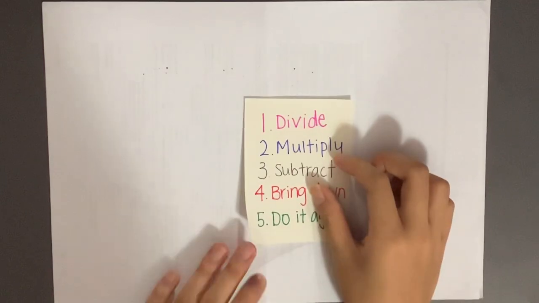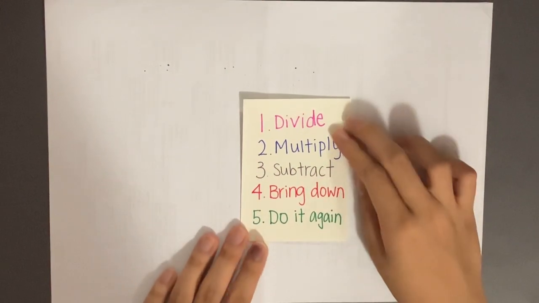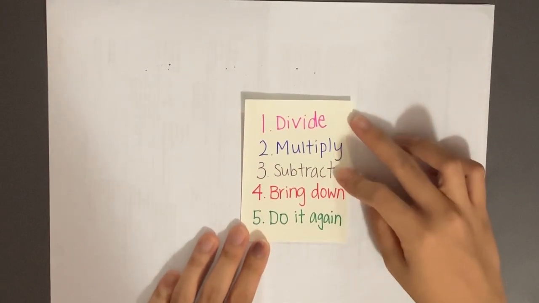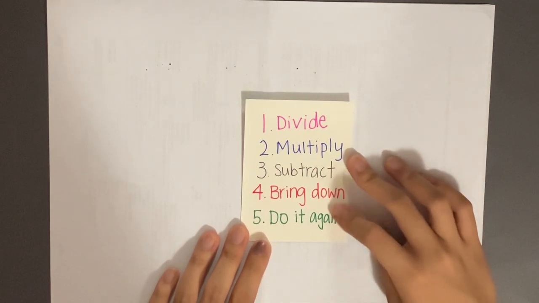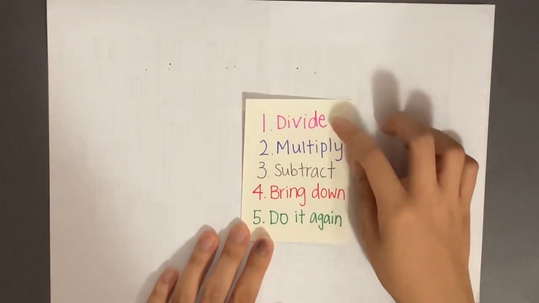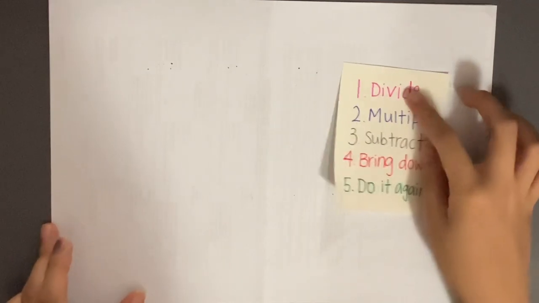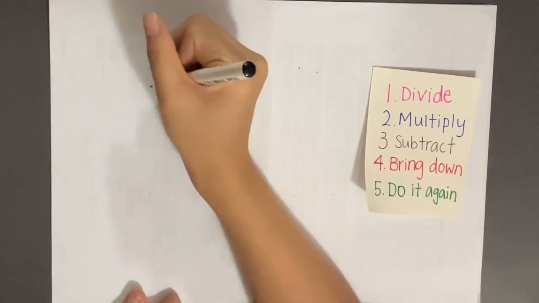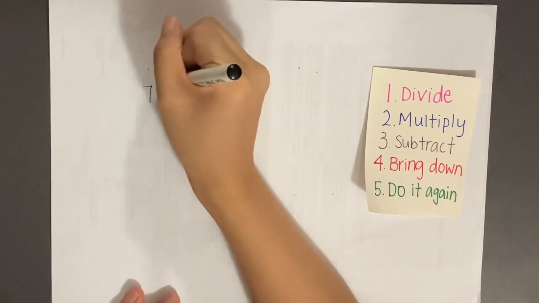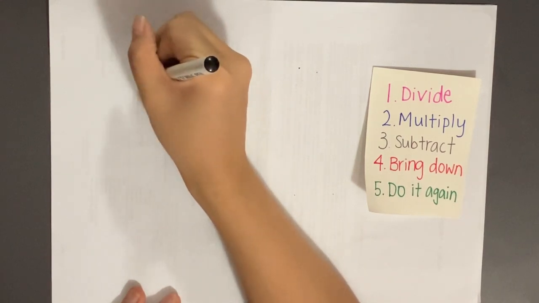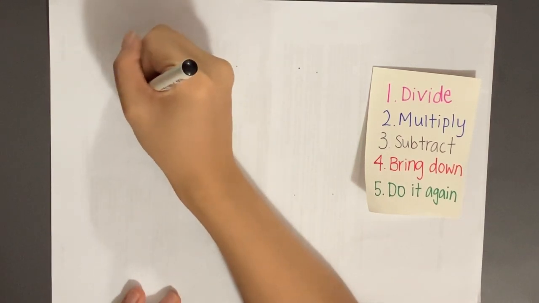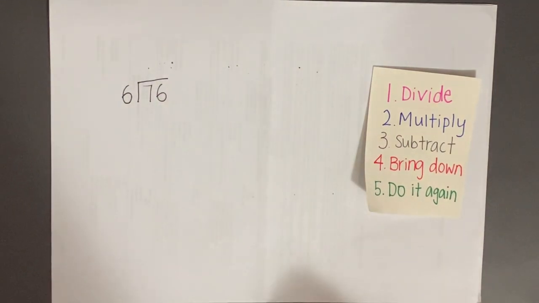Okay, so just to refresh your memory, the 5 steps of long division are to divide, multiply, subtract, bring down, and to do it again, which is go back to the start again. So, let's have 76 divided by 6.